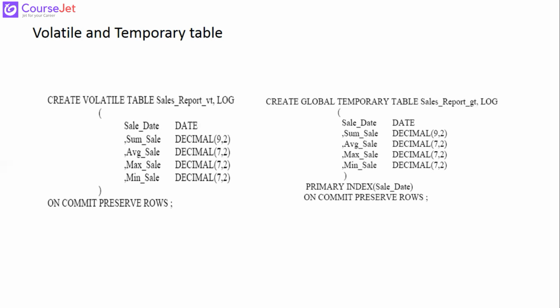Volatile table, right? It uses the user space actually. The user will be given some space, right? So it will be using that space. Means it's full space again. A volatile table uses spool space. Correct. And global temporary uses temp table space. Yeah.